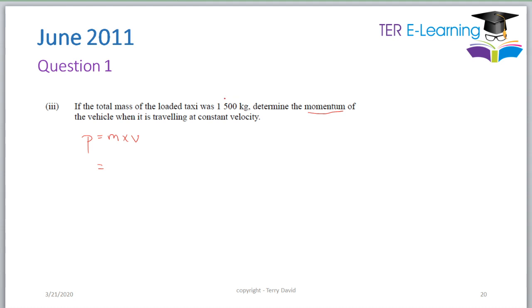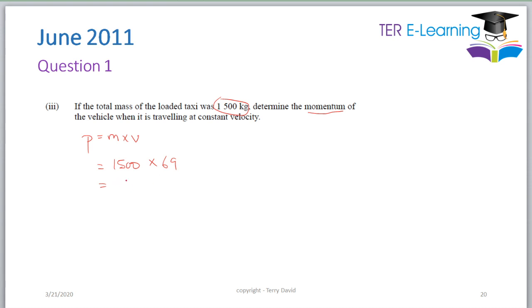The mass in this case, they gave us the total mass. The total mass is 1500 kg multiplied by my velocity. They said when the velocity was constant, so you're going back to your graph. Your velocity was constant, and that was constant at a value of 69 meters per second. So it's 1500 multiplied by 69.